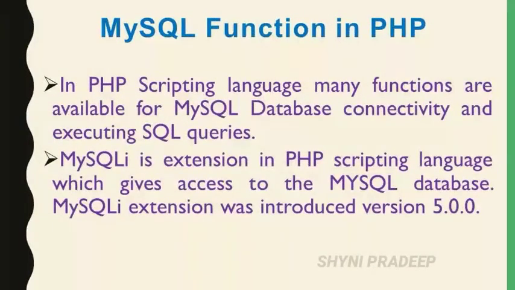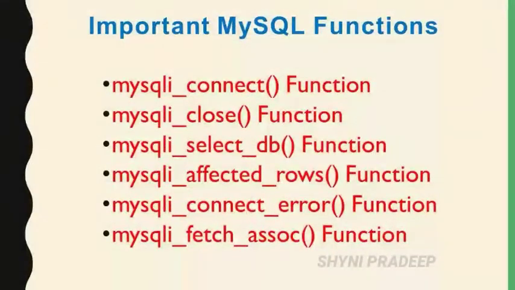Next topic is MySQL functions in PHP. In the PHP scripting language, many functions are available for MySQL database connectivity and executing SQL queries. Here MySQLi is the extension in PHP which gives access to the MySQL database. The MySQLi extension was introduced in version 5.0.0. The important MySQL functions are the MySQLi connect function, close function, select database function, affected rows function, connect error function, and fetch assoc function. Let us discuss them one by one.